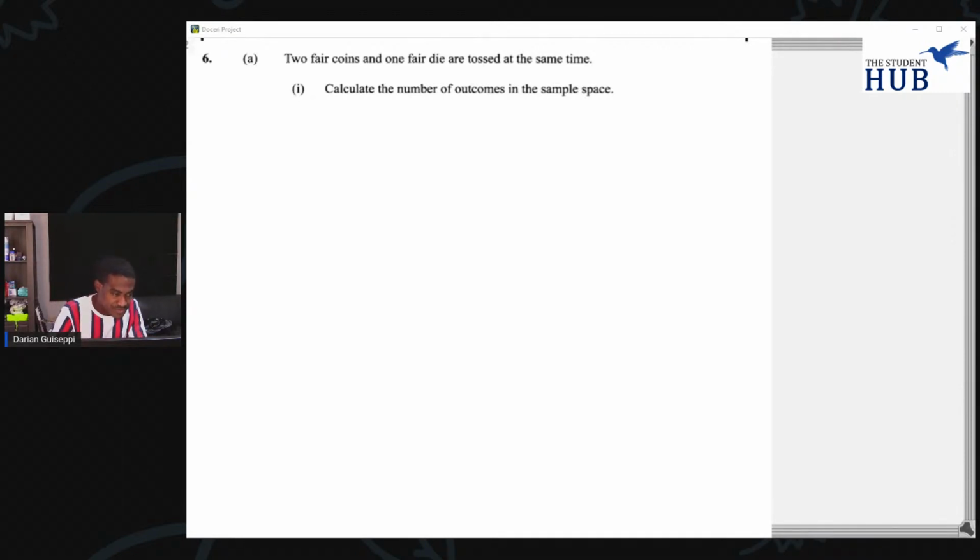So what we need to do here is, for the 2 fair coins, figure out what the sample space is for just tossing 2 fair coins. This is how I'm thinking about it. If you toss the 2 fair coins, we could get a head and a head.